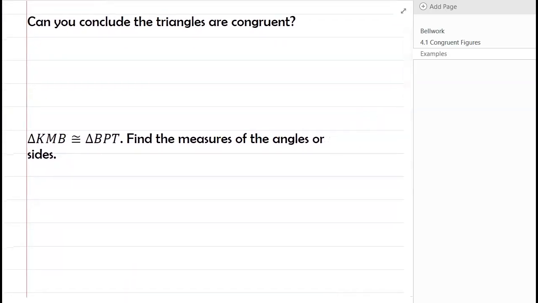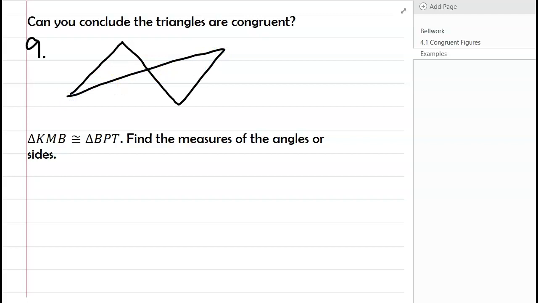All right, now we got a real good picture here. Okay, so number 9 is going to be like a little sideways bow tie thing. There we go.